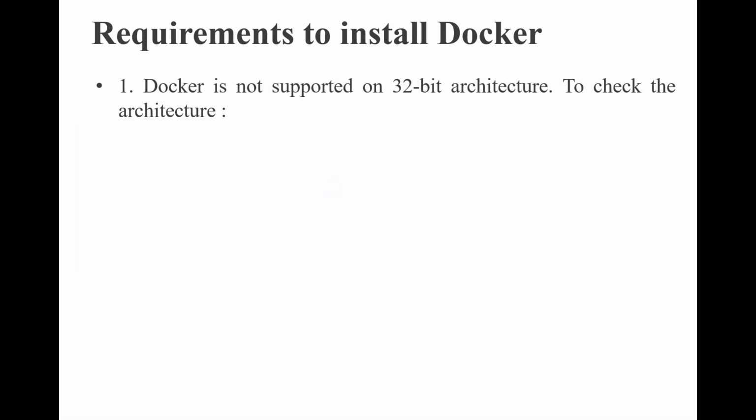And Docker is not supported on 32-bit architectures. So we need to have a 64-bit architecture. This is one of the important things. To verify whether the system is 32-bit or 64-bit architecture, use uname -i. So check it with that, you need a 64-bit operating system.